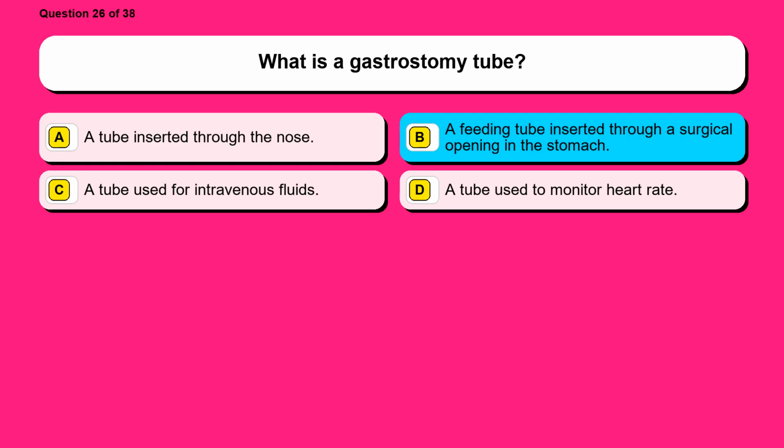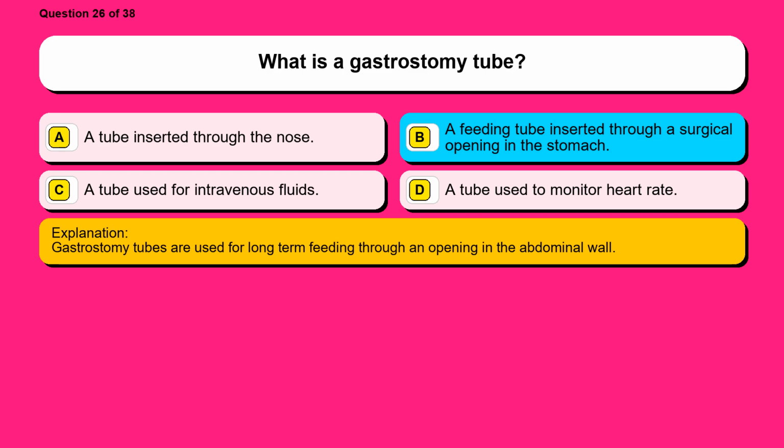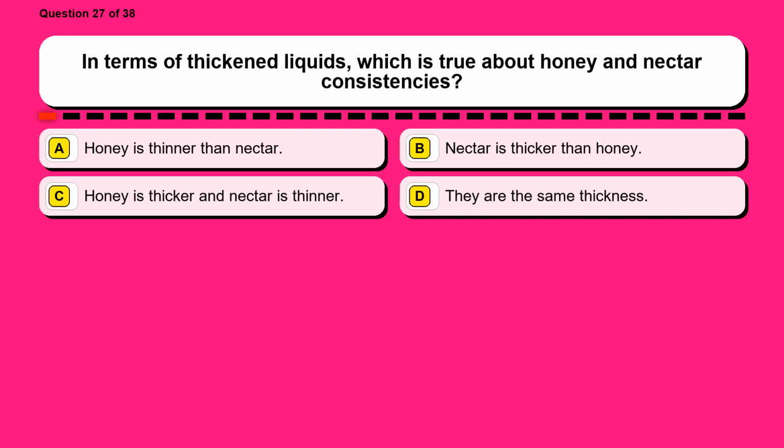The correct answer is option B, a feeding tube inserted through a surgical opening in the stomach. Gastrostomy tubes are used for long-term feeding through an opening in the abdominal wall. Question 27. In terms of thickened liquids, which is true about honey and nectar consistencies?